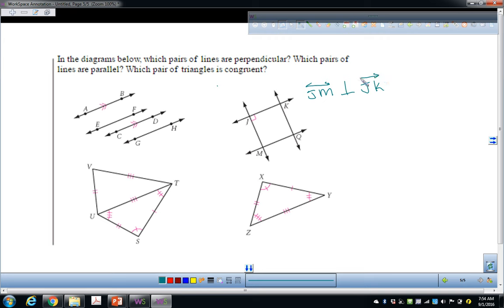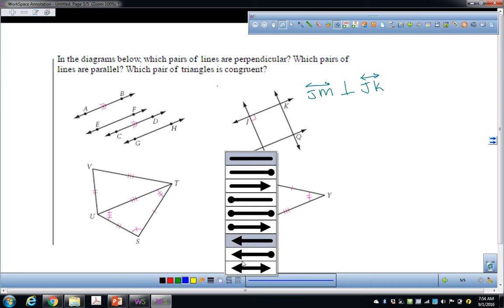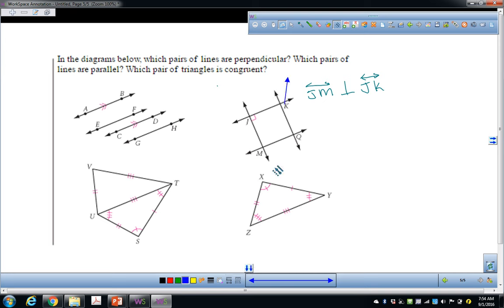JM perpendicular to JK. Because this one, you don't know for sure. It looks like it's perpendicular, but it might be going more like this. It might be on a slight upward angle, right? So you don't know for sure that those are perpendicular.